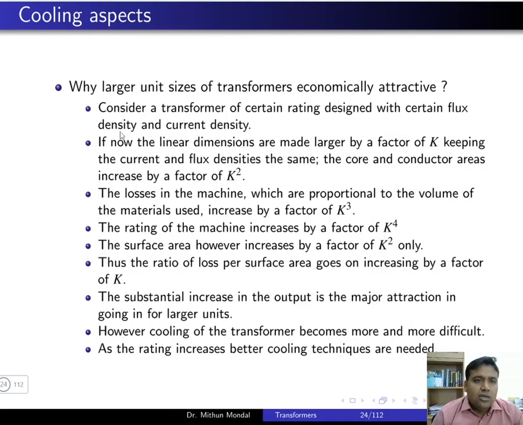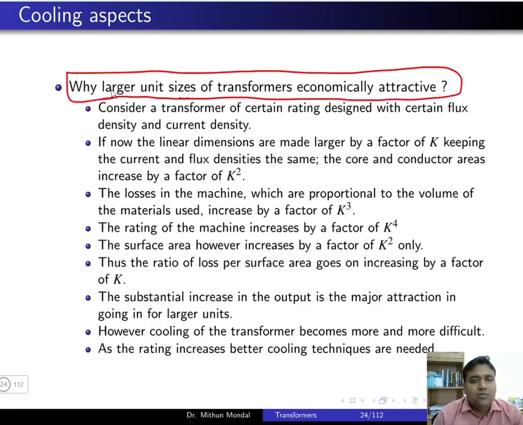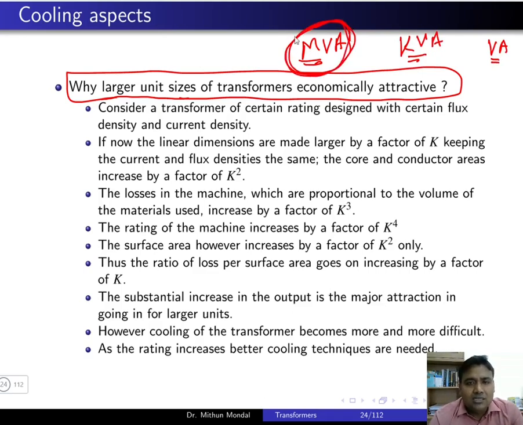So one main question is: why are larger unit sizes of the transformer economically attractive? Generally, a power transformer will be in MVA rating, whereas a small transformer will be in volt ampere rating, and a medium size transformer will be in kVA rating. Why is it economically attractive to go with a larger size, that is the MVA rating? Let us understand. Some points we'll discuss.